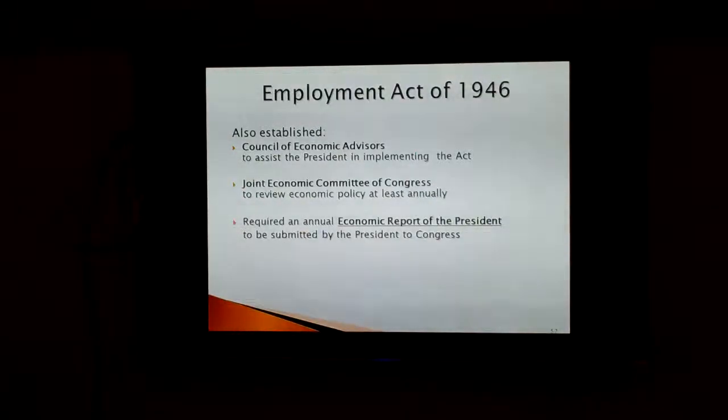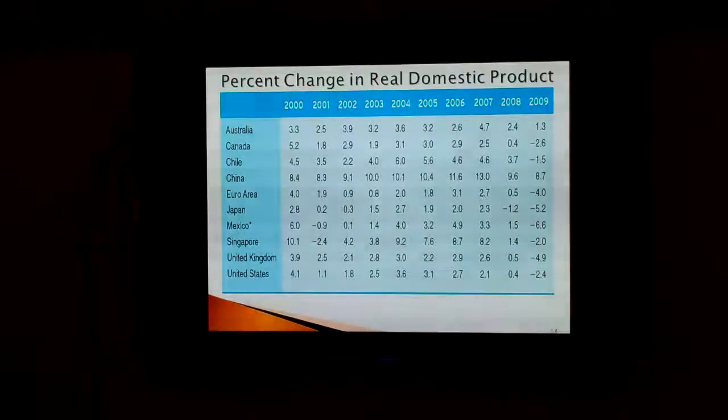Okay. Employment Act of 1946. I wouldn't focus too much on this in terms of quiz material, but Council of Economic Advisors assist the President in implementing the Act. Joint Economic Committee of Congress review economic policy annually. That's pretty much it here. Okay. Percentage of change in real GDP, real domestic product. So we see some countries with growth, some with negative growth. Here we go. U.S.